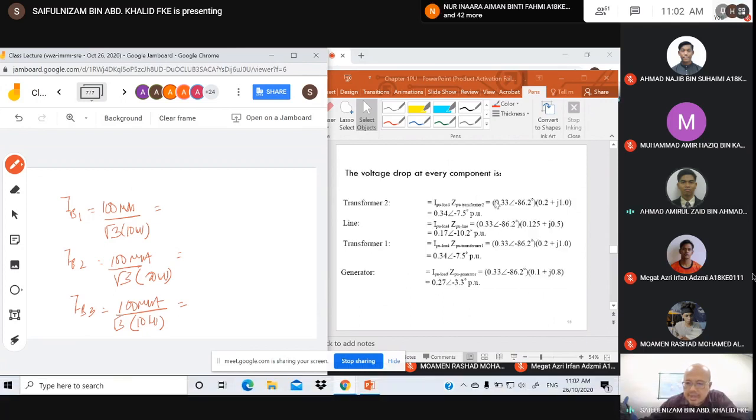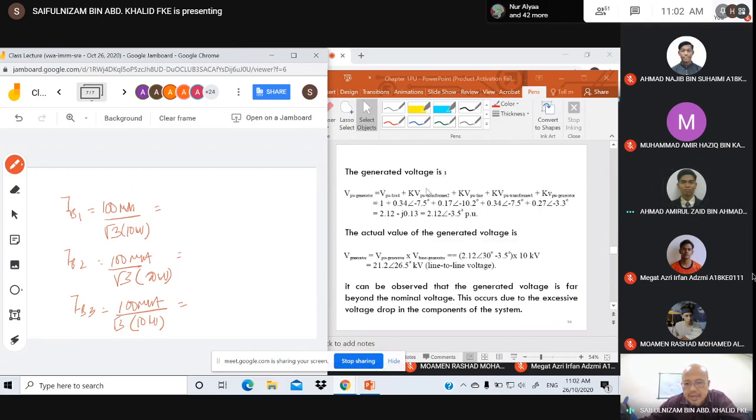And then voltage drop, same. Multiply per unit current with the impedance, IZ. The impedance is given, from the calculated value. This one is for the generator. Then you can also calculate the total generated voltage by summing up all the voltage drops across each element.